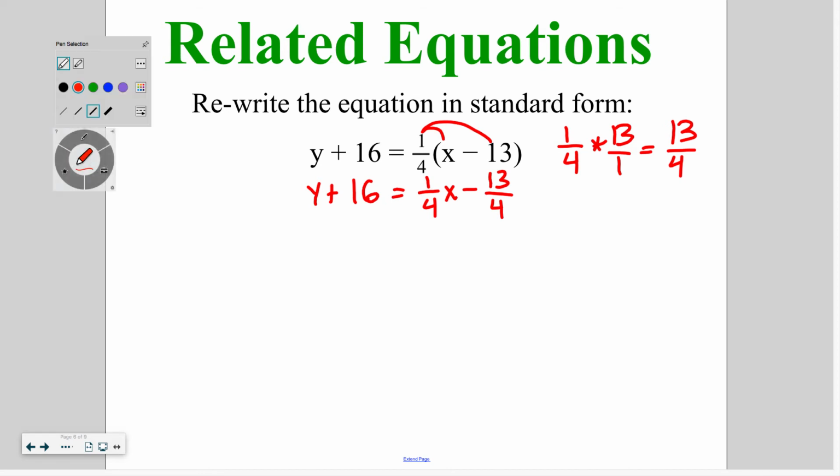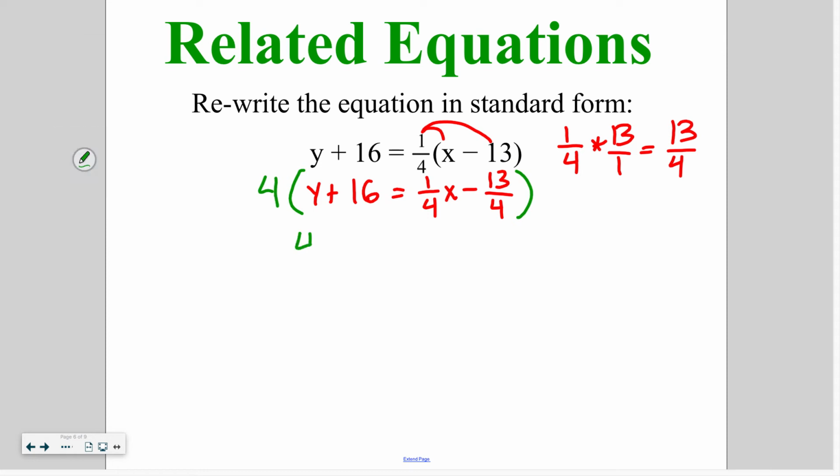The simplest way to get rid of a fraction is going to be to multiply the whole equation by the denominator. So I'm going to start by doing 4 times y, which is 4y. I'm now going to do 4 times 16, which gives me 64. When I do 1/4 times 4, I end up with 4 over 4, or just 1, aka the numerator, so 1x.